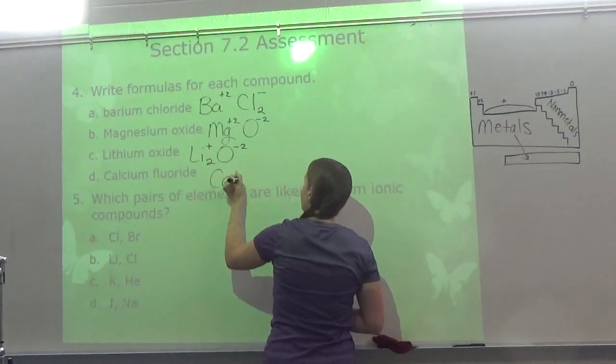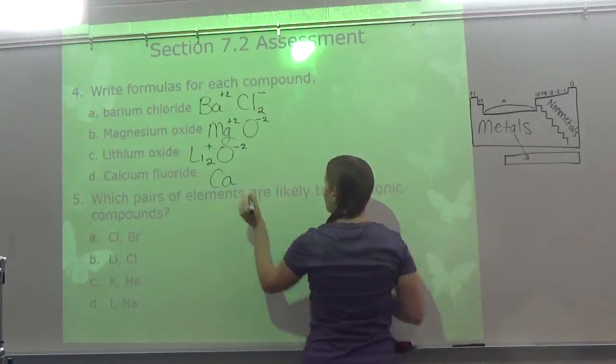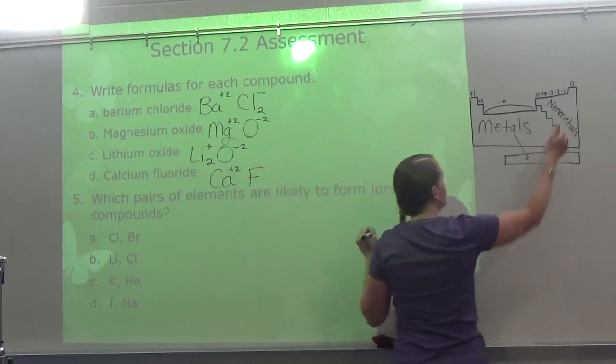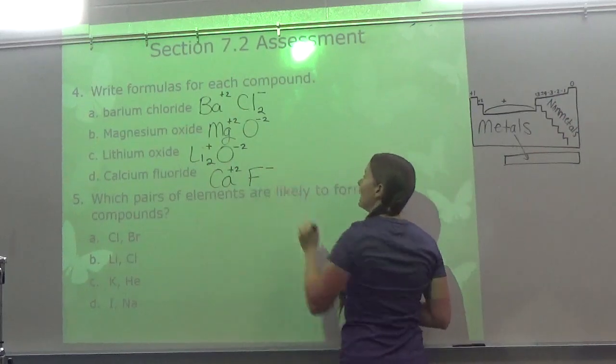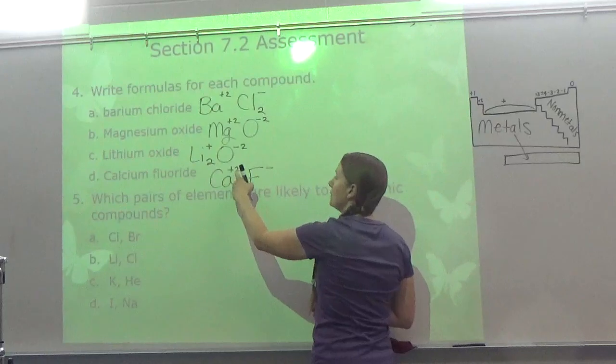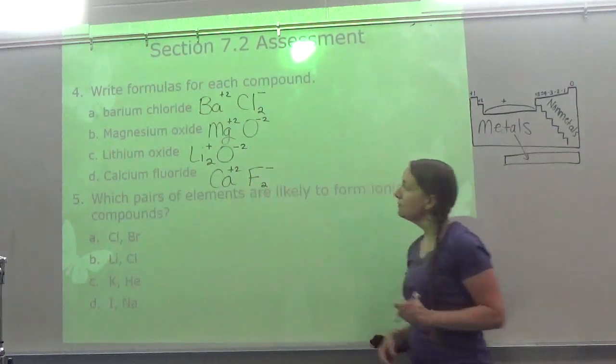All right, and last one, calcium fluoride. So calcium Ca, it's in group 2, so it has a positive 2 charge. Fluoride is F, it's in group 17, so it has a negative 1 charge. Positive 2 and negative 1 don't cancel, so I bring down my 2.